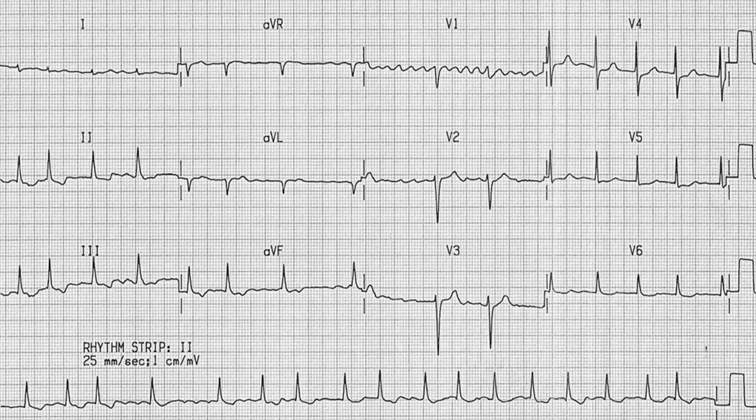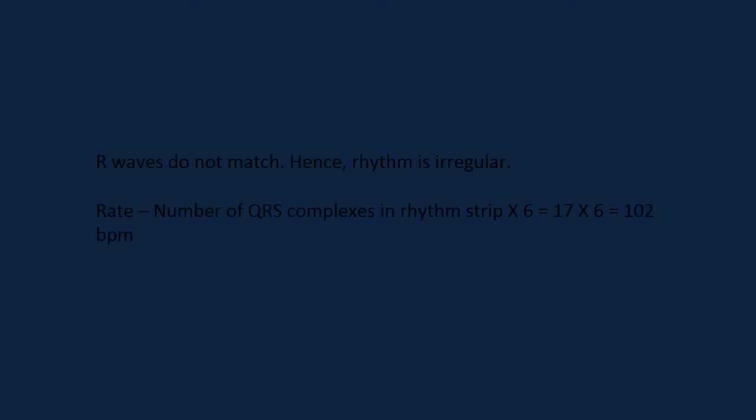So now how do you calculate the rate of an irregular rhythm? Remember I said you count the number of QRS complexes: 1, 2, 3, 4, 5, 6, 7, 8, 9, 10, 11, 12, 13, 14, 15, 16, 17. So count that and then multiply by 6. The reason you multiply by 6 is because this strip runs for 10 seconds and you are trying to find how many QRS complexes in 1 minute, which is 60 seconds. So 17 times 6 is 102 beats per minute.